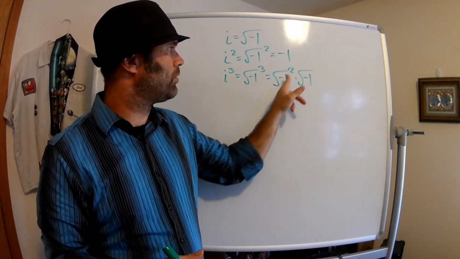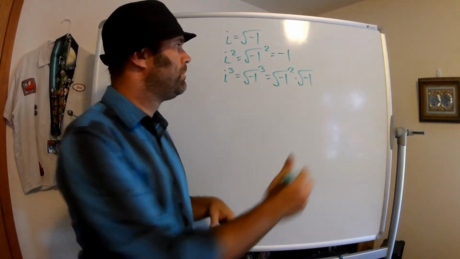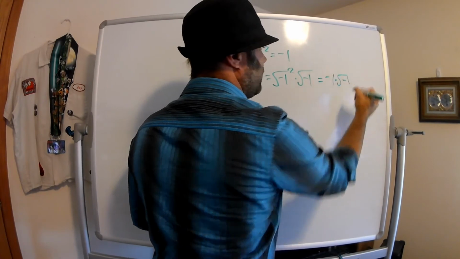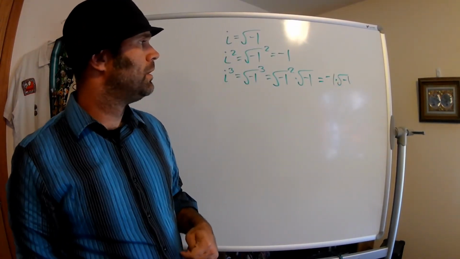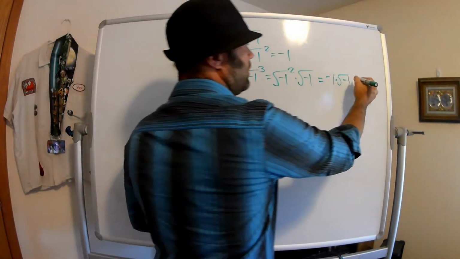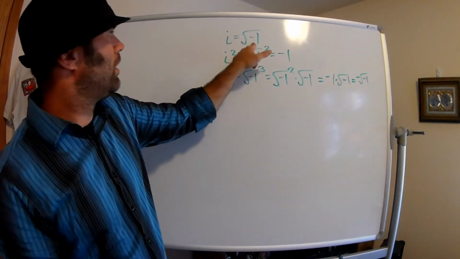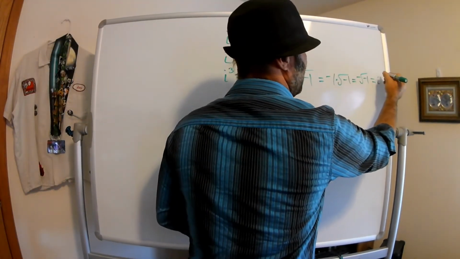Well, we already know that a square root and a square cancel each other out. So we're left with negative 1 times the square root of negative 1. Whoa. We can simplify this to just negative square root of negative 1. Well, we know that the square root of negative 1 is i, so we could just rewrite this as negative i.